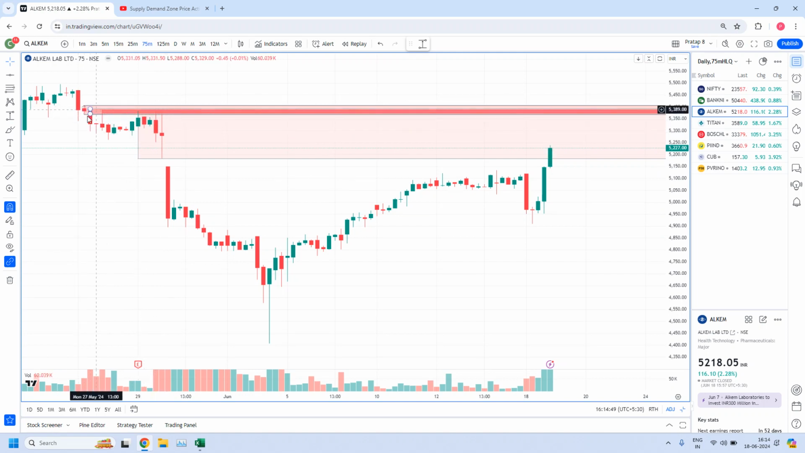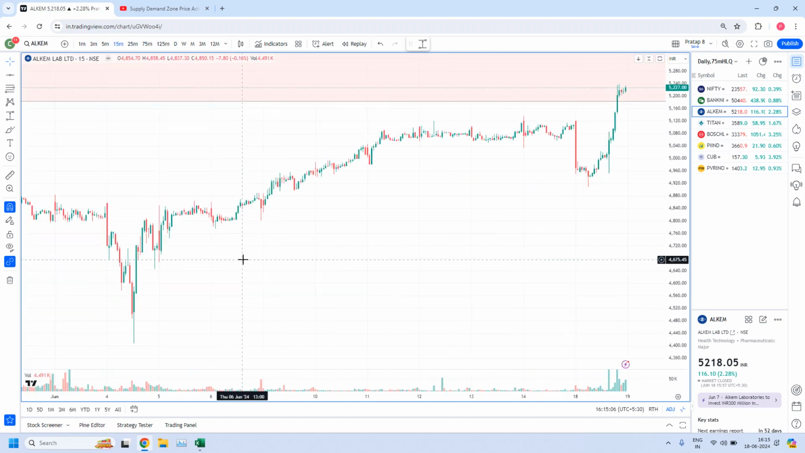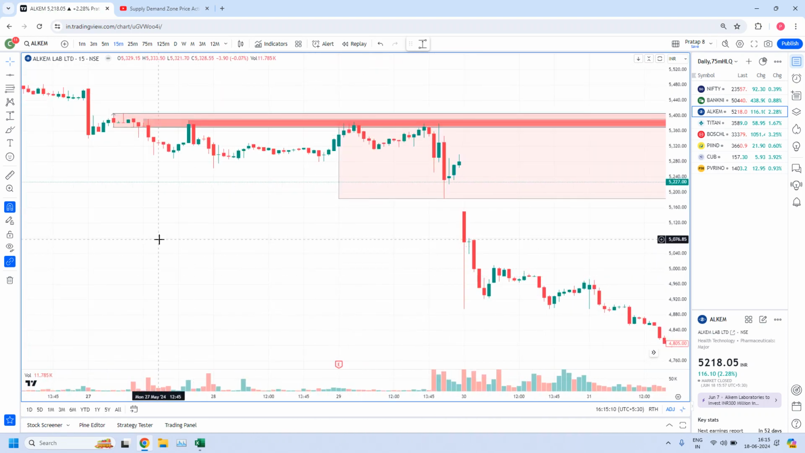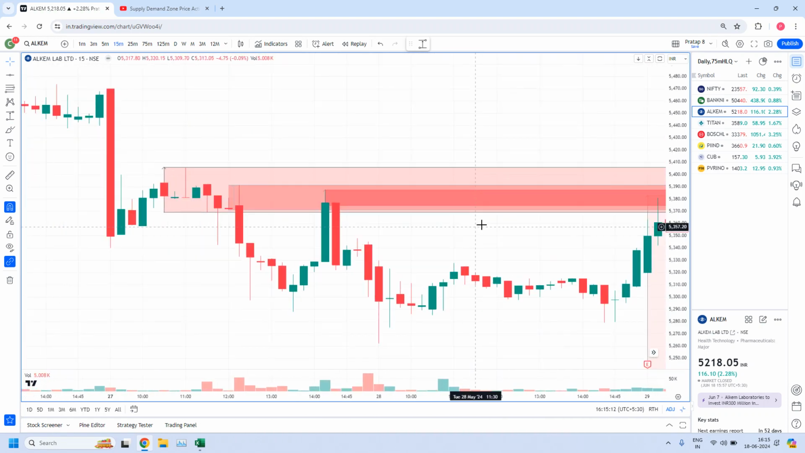As per this strategy, we identified this 75 minute zone. Within the daily zone, the 75 minute zone is not there, but at the distal line, the 75 minute zone is overlapped. Now we are going to fine tune this 75 minute zone. So let me go to the 15 minutes time frame. Here we have a 15 minute zone available.